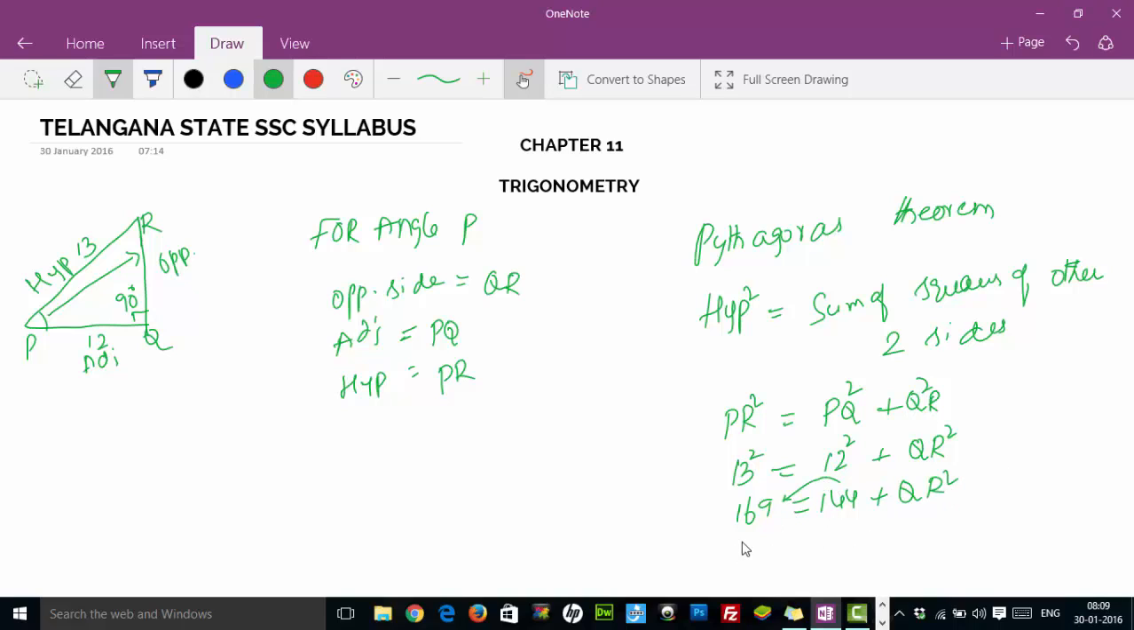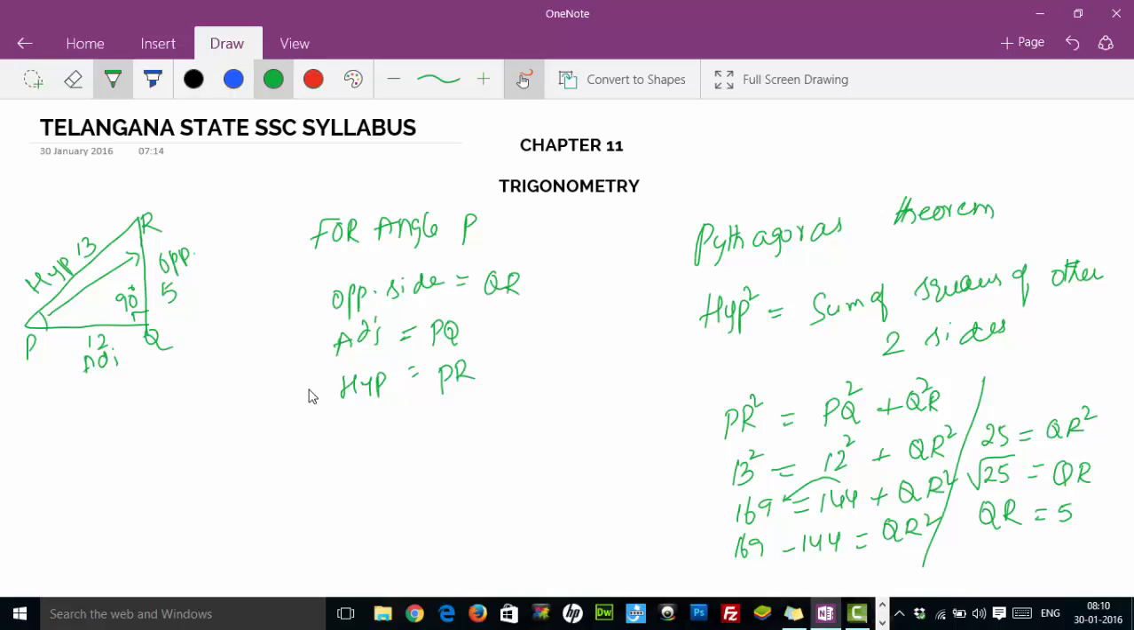This 144, if I take to the left hand side, it will become minus 144. Now 169 minus 144 is 25. 25 is equal to QR square. If I remove square from the right hand side, I can put square root on the left hand side. So what is the value of QR? Square root of 25 is 5. So the value of QR is 5.